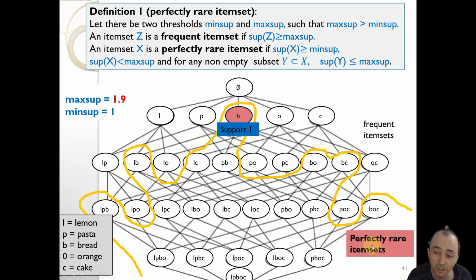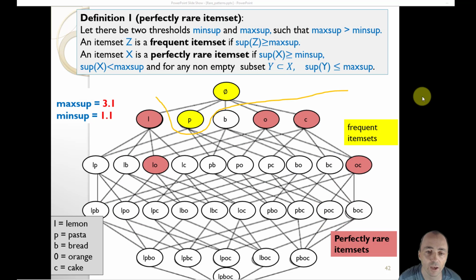So a perfectly rare item set is an item set where all the subsets are also rare. That's why it is perfectly rare. So let's look at more examples.